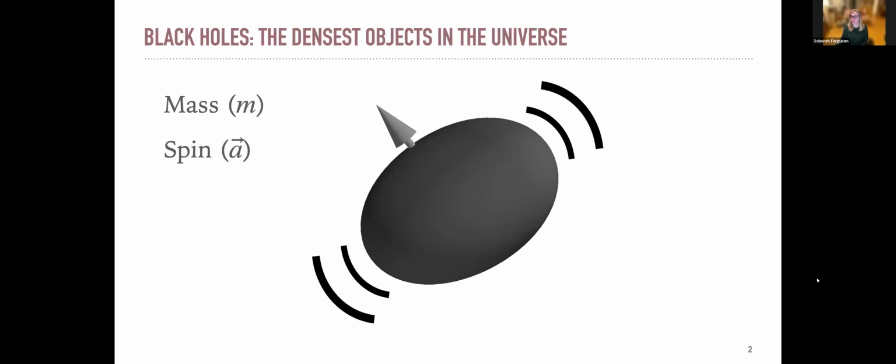All right, so first off, just to make sure that we are all working with the same language and understand the same concepts, I just wanted to get us all on the same page. Today I'm going to be talking about black holes. These are the densest objects in the universe. I think most of you in this room are familiar with that, but I just wanted to establish that we will be working with Kerr black holes, which are described entirely by their mass and a spin vector, which is a three-dimensional quantity.